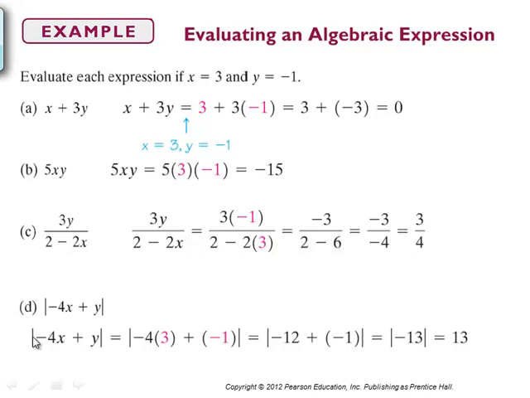Making sure that you understand that the absolute value bars act as a grouping symbol. So you're going to figure out what's the value of the stuff within the bars. In this case, you end up with negative 13. And finally, your last step is to take the absolute value of negative 13 to get 13.